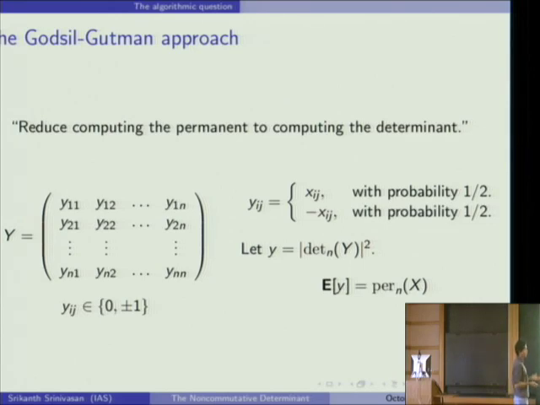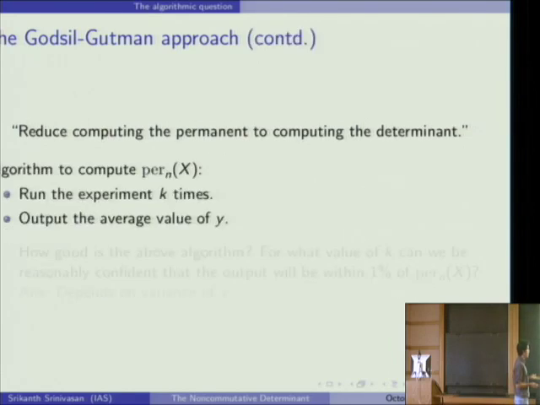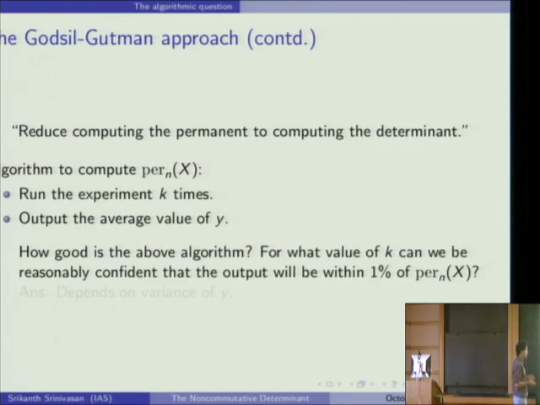So immediately a very simple algorithm that comes to mind is, well, run this random experiment k times, you get k different random values of Y, and output the average. So you get y1, y2, up to yk, and output the average value of these. So the question we want to answer is how good is this algorithm? Obviously each iteration is efficiently doable, but how many times do we need to run it so that we can be reasonably confident that the output will actually be what we want?